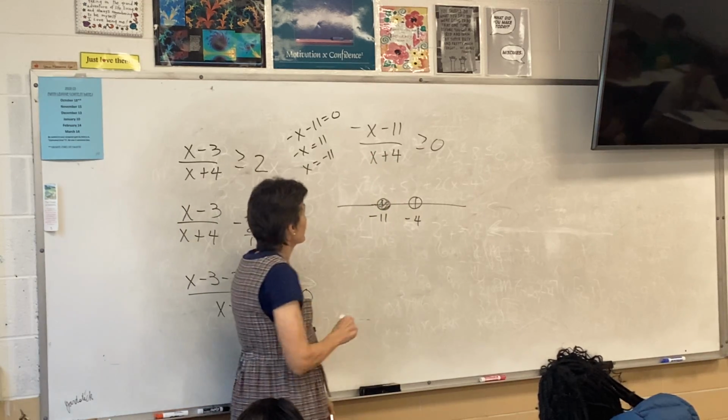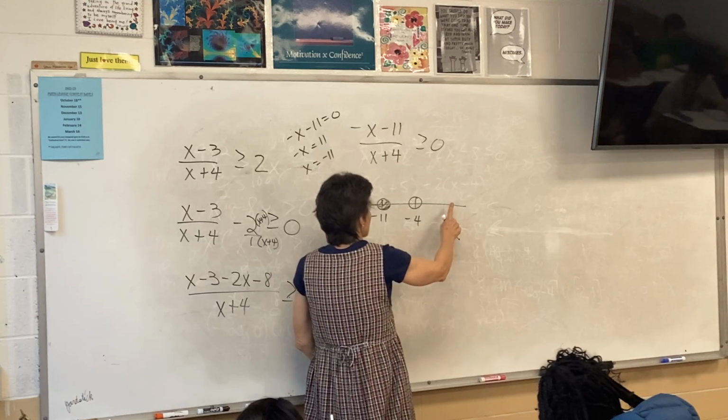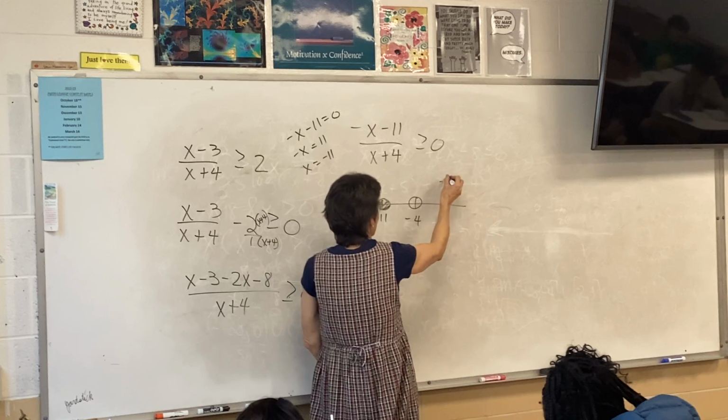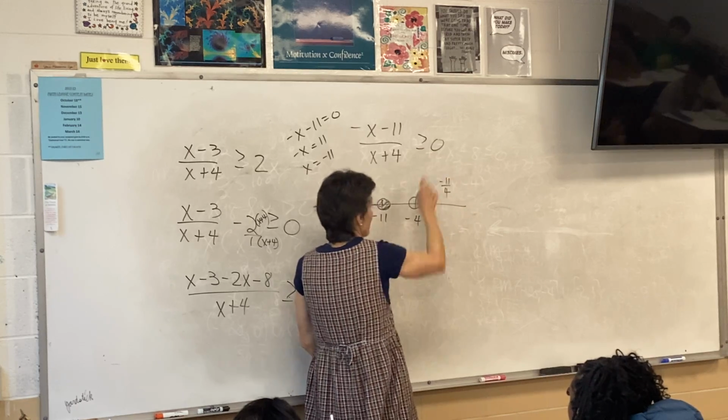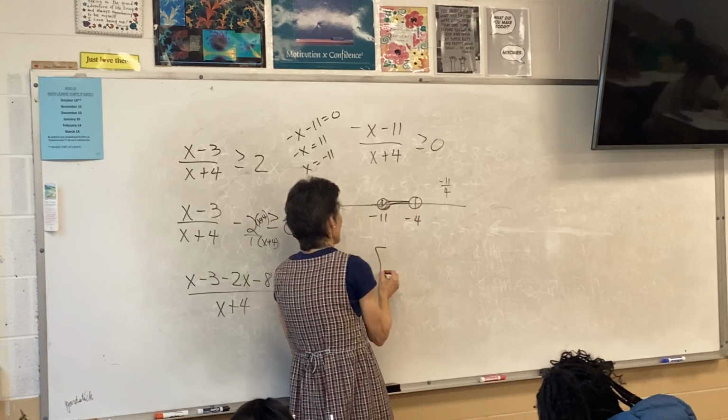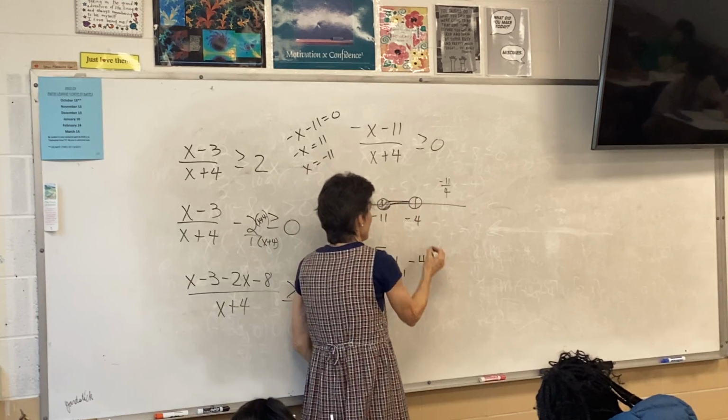All right, I'm gonna pick 0. 0, is out here, would give me negative 11 over 4. Is that bigger than 0? Nope. Don't shade it, shade this. So my answer is negative 11 to negative 4.